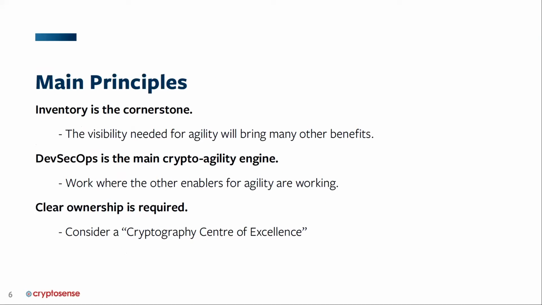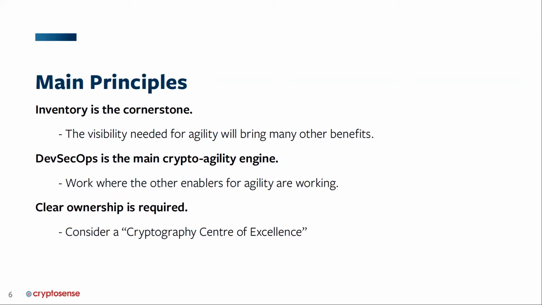So the main principles of our approach are, first, that the inventory is really the cornerstone of this. So it's the quality of the visibility and the inventory that I have on all of my cryptography that really governs whether my agility will be successful or not, whether I can make those changes without getting those significant business continuity risks. And that's really what this is all about.